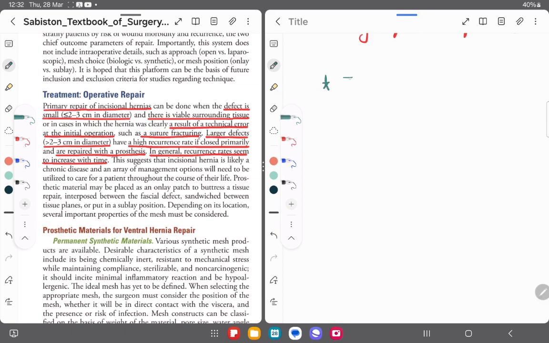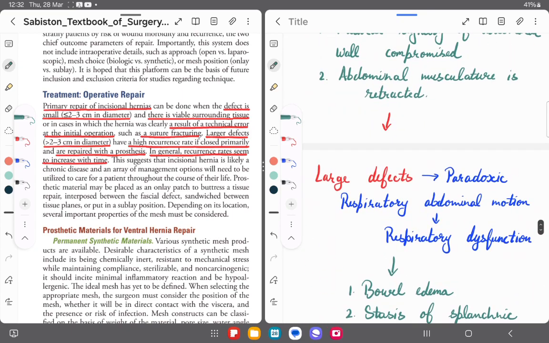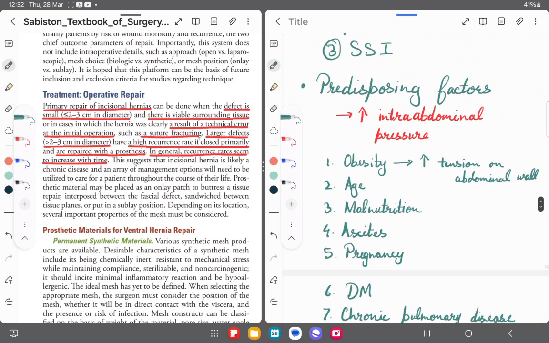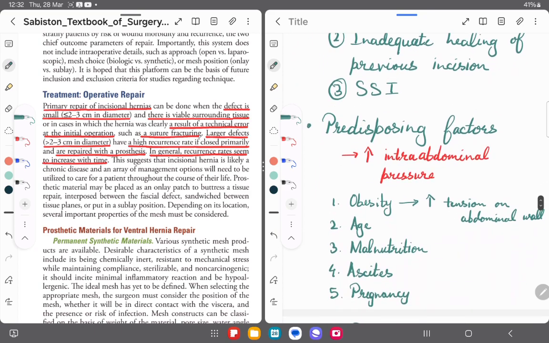So in general, recurrence rates seem to increase with time. So we can take incisional hernias as a chronic disease. So let us revise. As we have completed incisional hernia from this textbook, let us revise. So incisional hernia, what we have learned is that it is a result of excessive tension, inadequate healing of previous incision, and surgical site infection.